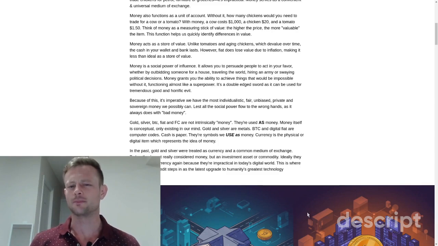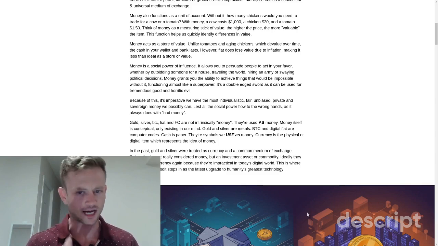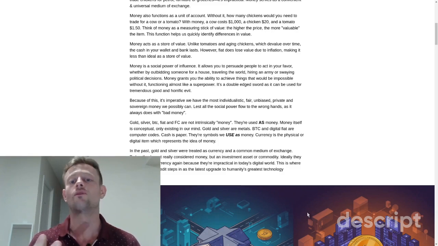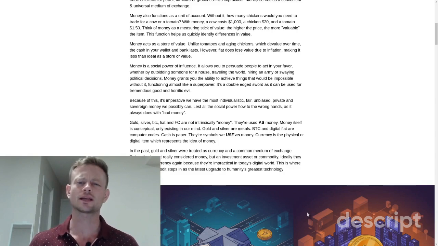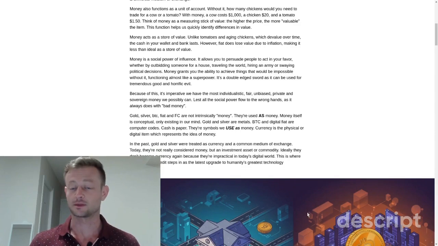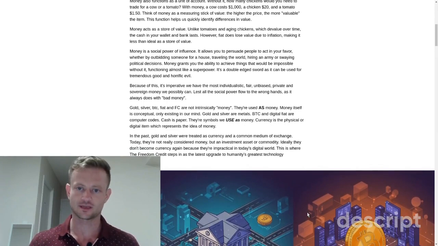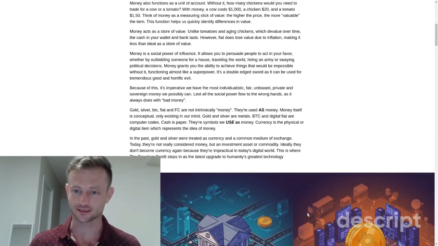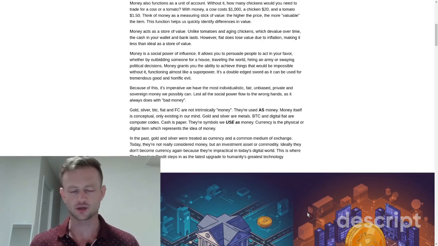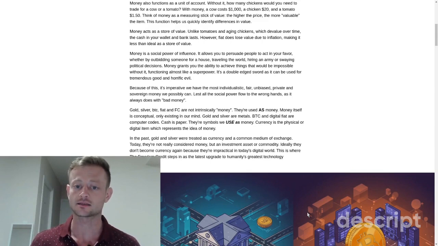Think of money as a measuring stick of value. The higher the price, the more valuable the item. This function helps us quickly identify differences in value. Speaking of value, money acts as a store of value. Unlike tomatoes and aging chickens, which devalue over time, the cash in your wallet and bank lasts.